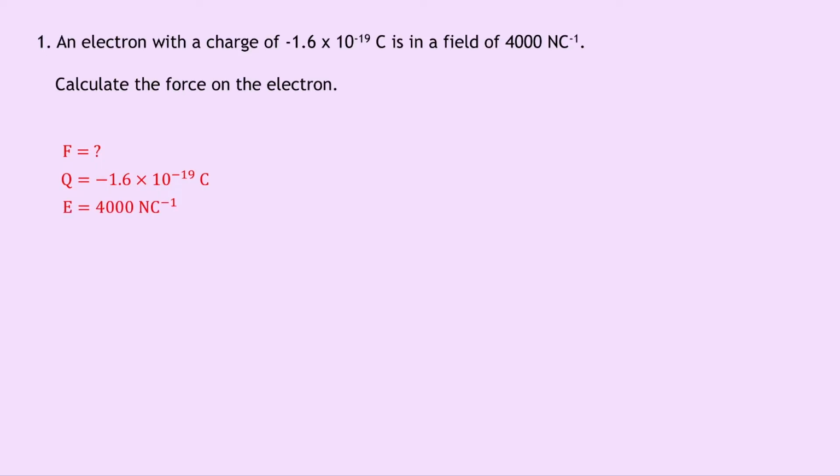So writing down our equation relating F, Q and E, we get F equals QE, and substituting in the numbers gives us minus 1.6 times 10 to the minus 19 times 4,000. Putting that into your calculator should give you an answer of minus 6.4 times 10 to the minus 16 newtons.